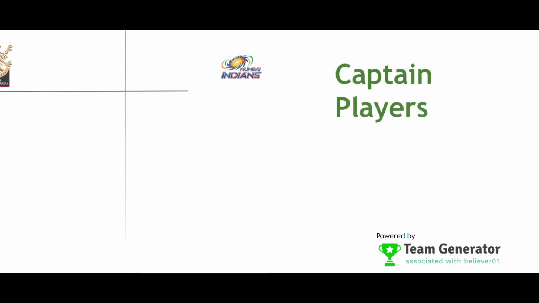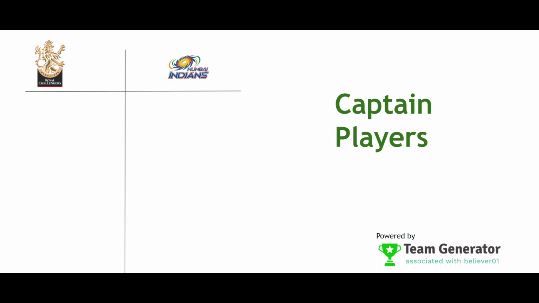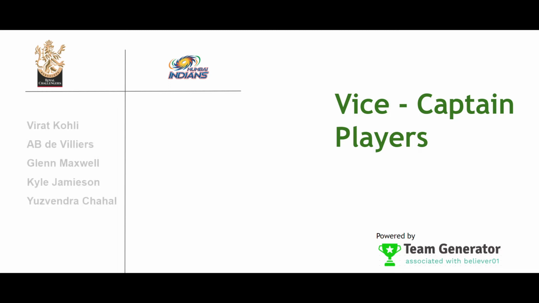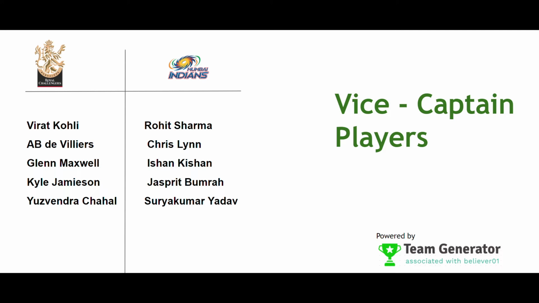Before doing that, we need to analyze the captain eligible players, the players that we can consider as captain in our teams. Those will be Virat Kohli, AB de Villiers and Kyle Jamieson from the RCB side, and from the Mumbai Indians side Rohit Sharma, Chris Lynn and Jasprit Bumrah. As well as the captain, let's check the vice captains. The vice captain eligible players from RCB will be Virat Kohli, AB de Villiers, Glenn Maxwell, Kyle Jamieson and Yuzvendra Chahal, and from the Mumbai Indians side it will be Rohit Sharma, Chris Lynn, Ishan Kishan, Jasprit Bumrah and Suryakumar Yadav.